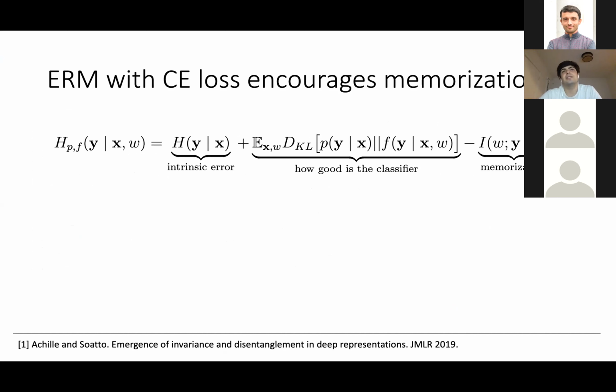The second term here denotes how good our classifier is at approximating the true prediction distribution P(Y|X). So this is the distance between P and F. And finally, we have this third term, which comes with a negative sign, the information in weights about labels that is not present in inputs. If we think a little bit about this, we'll notice that this is the amount of noise captured by weights, the amount of label noise.